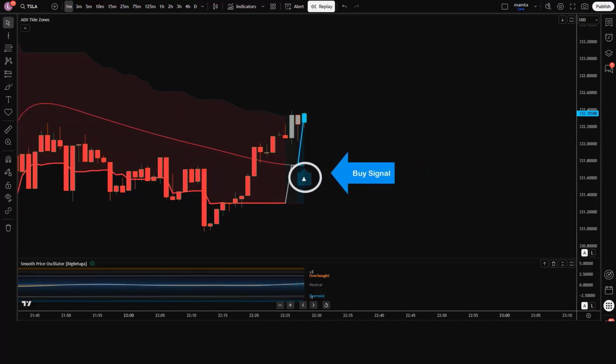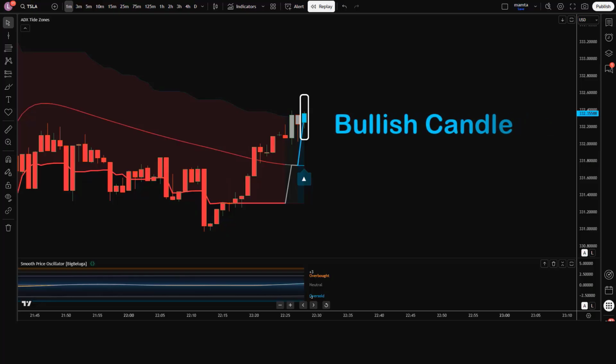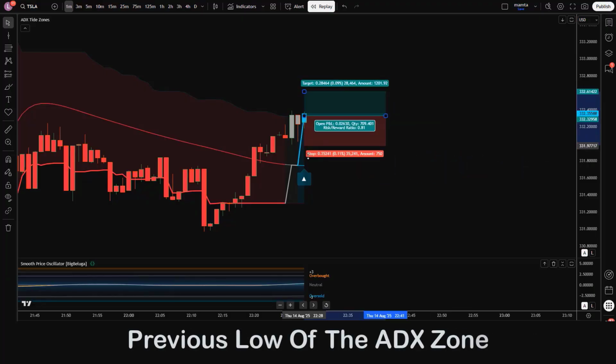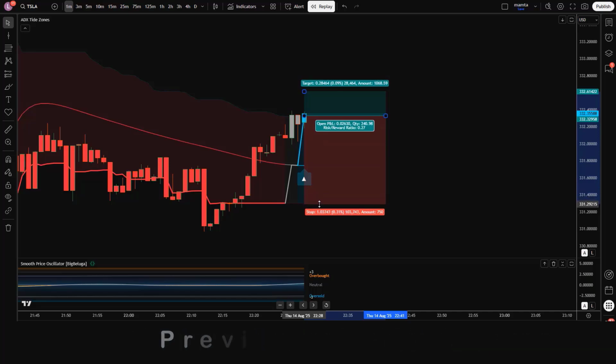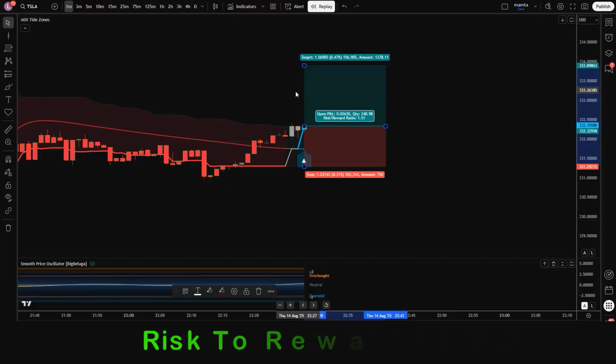Here the ADX Tide Zones indicator gives us a buy signal. Here the smooth price oscillator indicator shows a yellow color line. Here the market has made a bullish candle to give confirmation. So all our conditions are being fulfilled, so we are placing an order to buy. Our stop loss is the previous low of the ADX zone. And the risk to reward ratio will be 1:1.5.